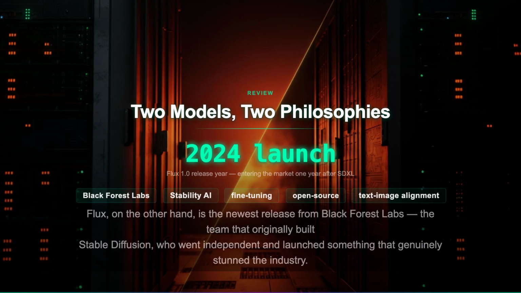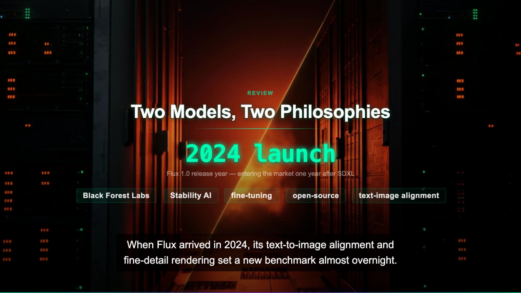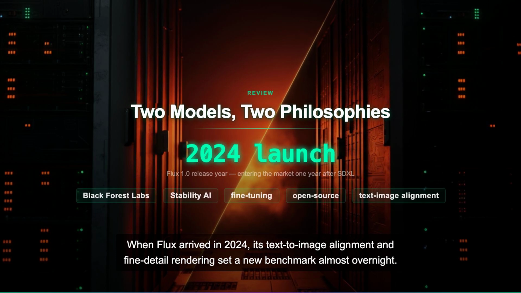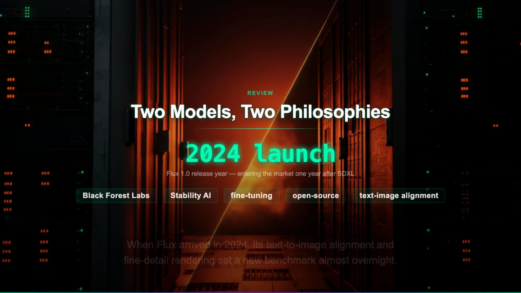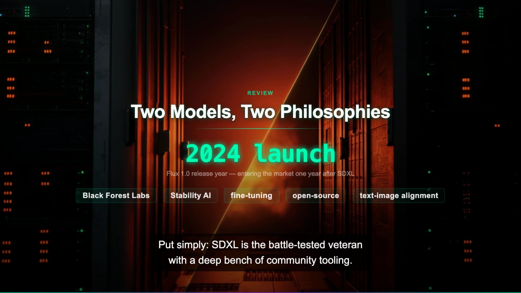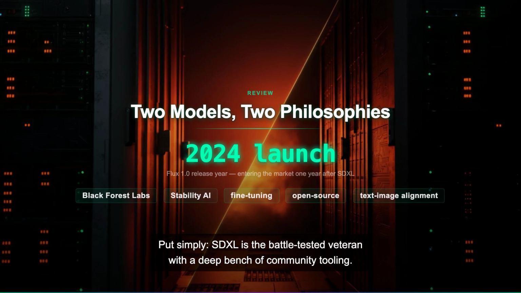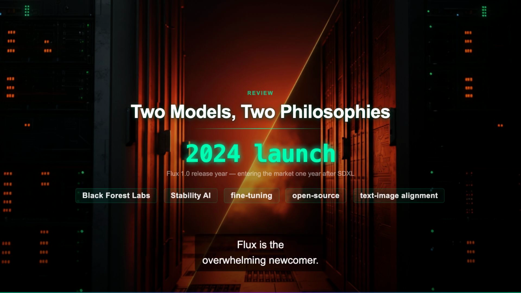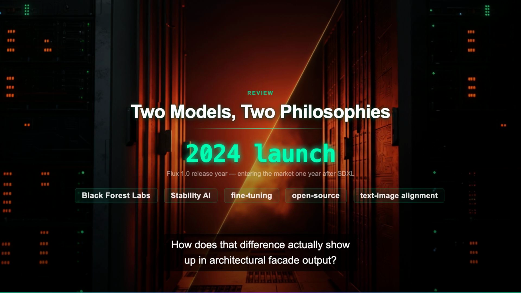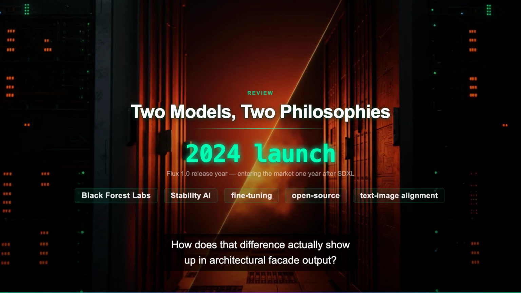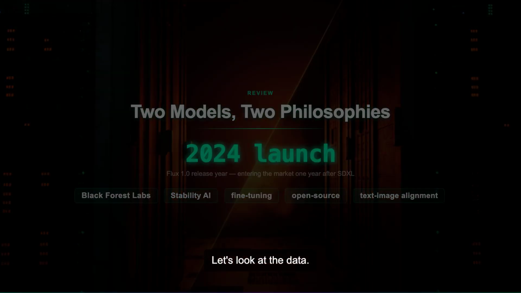who went independent and launched something that genuinely stunned the industry. When Flux arrived in 2024, its text-image alignment and fine detail rendering set a new benchmark almost overnight. Put simply, SDXL is the battle-tested veteran with a deep bench of community tooling. Flux is the overwhelming newcomer. How does that difference actually show up in architectural facade output? Let's look at the data.